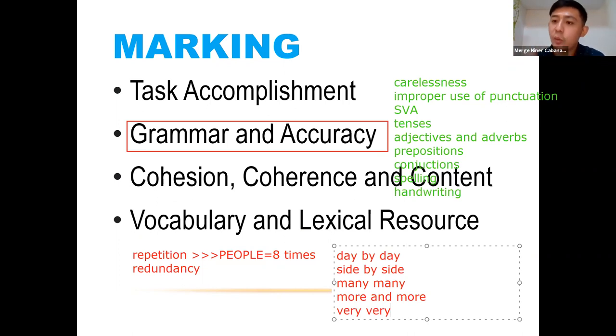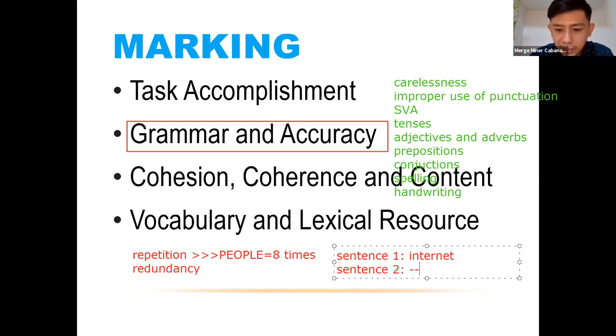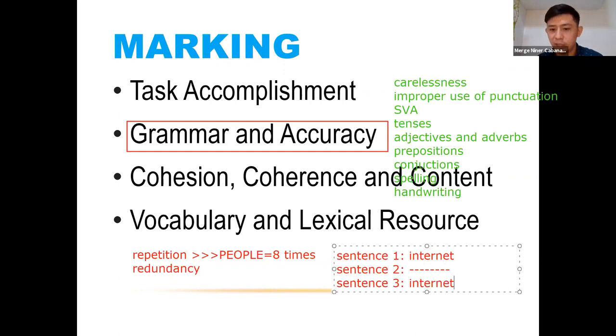So make sure that if you're going to repeat the word, okay, you will be making them a bit far from one another. Like sentence one contains the word. Sentence two will not contain the word. Sentence three will contain the word. So for example, here I have sentence one, internet. Sentence two will not contain internet anymore. Blank. And then sentence three, I can now repeat internet so that I can avoid repetition.